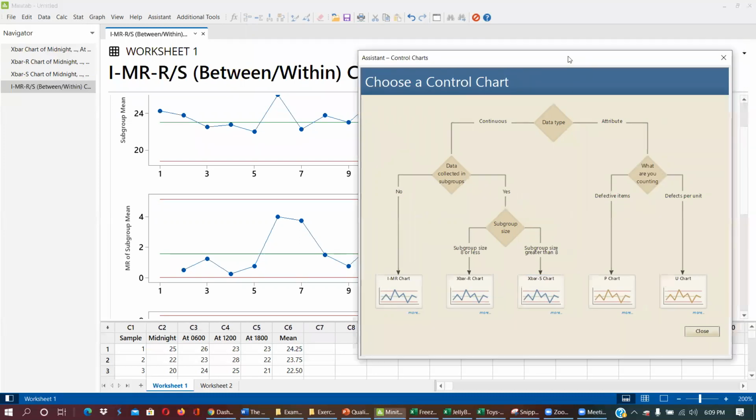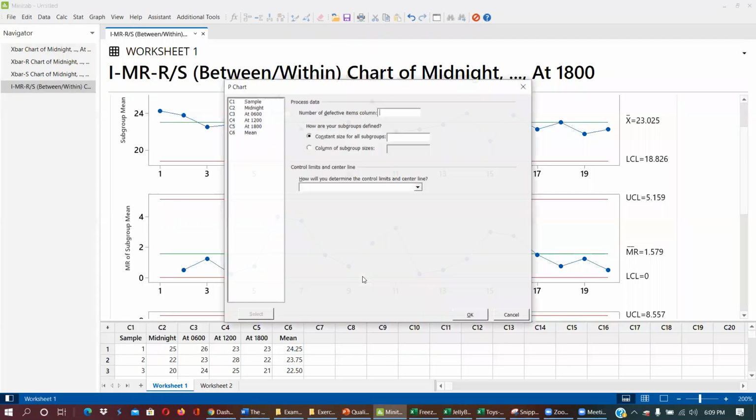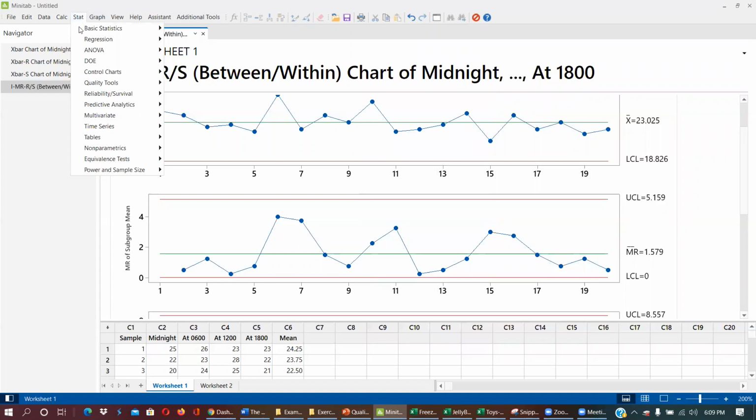So similarly, we can go for a P chart. However, we don't have the data here for a P chart. It needs a number of defective items column and the subgroup size. So here also we can put the data based on that, or we can go here to statistics.